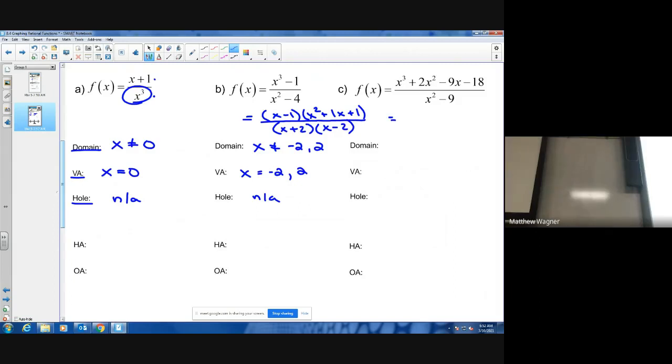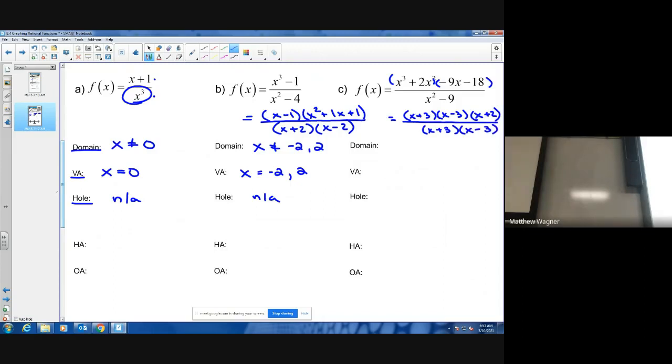All right, this last one, it looks like we can factor our numerator by grouping. So I'm going to factor out an x squared. I'm going to be left with x plus 2. And then I have x squared minus 9, which is going to factor into x plus 3, x minus 3, and x plus 2. The denominator is a difference of squares. That's going to factor into x plus 3 and x minus 3.